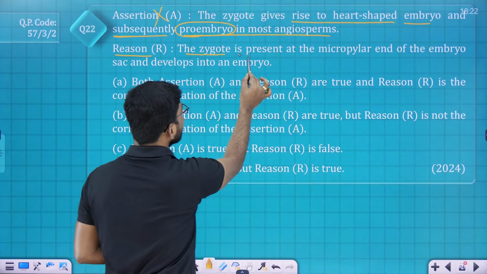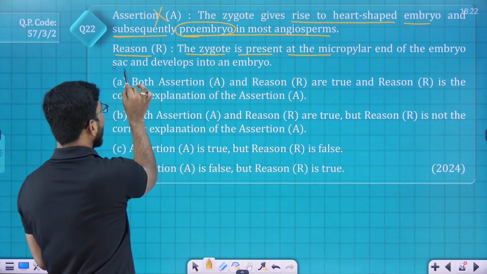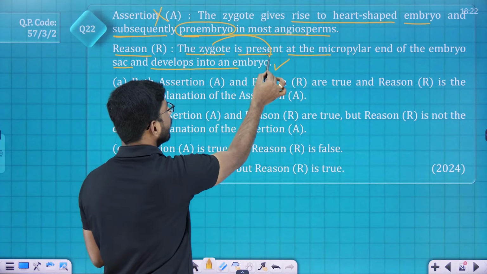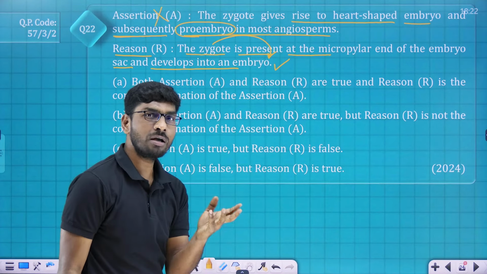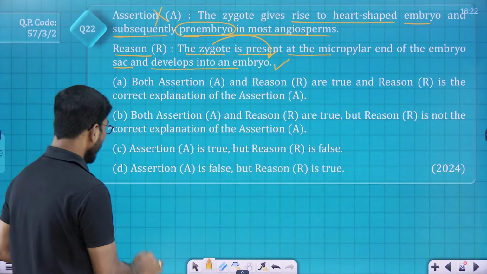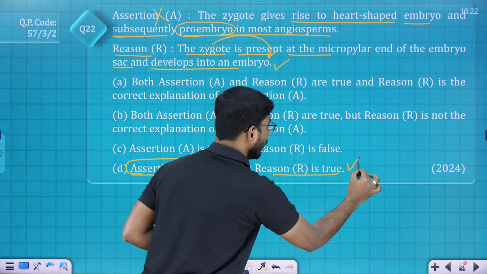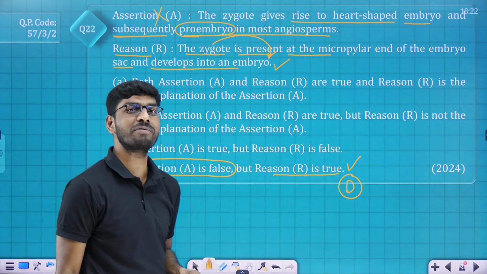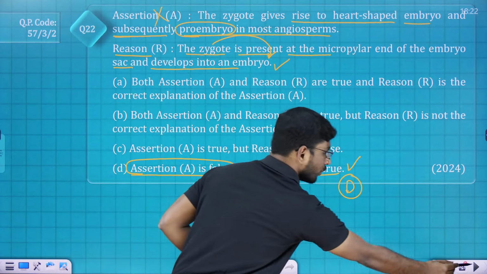Come to the reason. The zygote is present at the micropylar end part of the embryo sac and develops into an embryo. Absolutely correct. Zygote develops into embryo. So which one is wrong? Assertion wrong, reason correct. Assertion is false, but reason is true. Option D is the correct answer. This was a 2024 assertion reason question from the Sexual Reproduction in Flowering Plants chapter. Look at the next question.